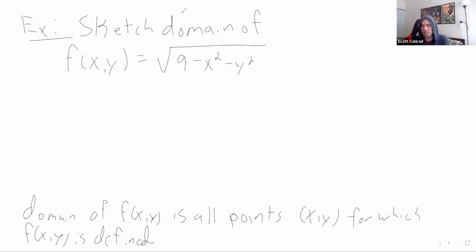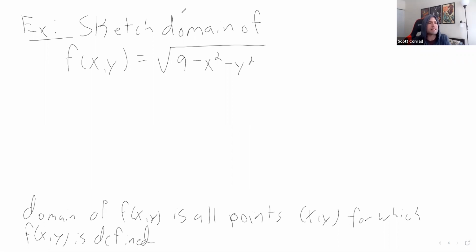So there might be some points we can plug in there where we get nonsense, right? It doesn't make sense. But we're going to sketch all the points that we can plug into this that make sense. Okay, so square root of 9 minus x squared minus y squared. So let's look at the overall outer piece here, the square root of stuff inside.